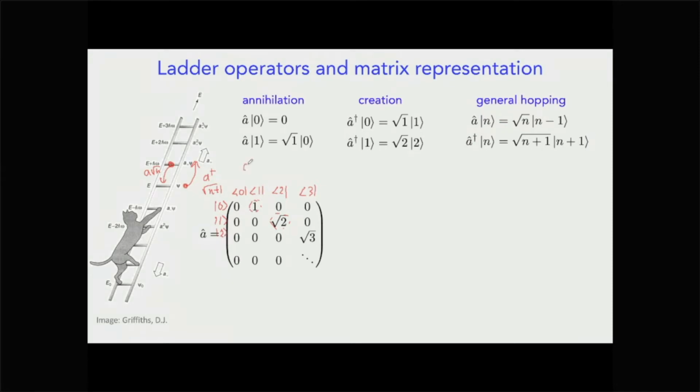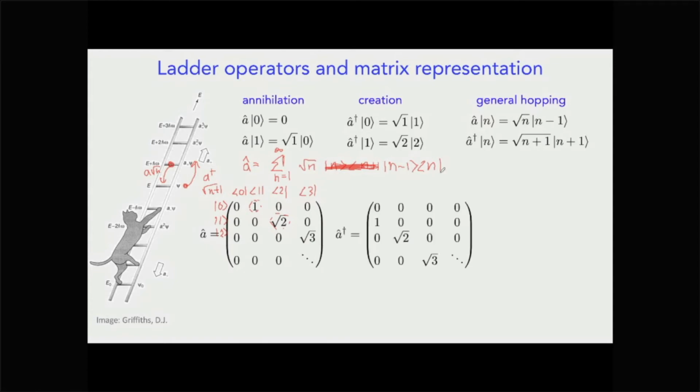Or in other words, we can say that A hat is equal to the sum over n from 1 to infinity of the square root of n, and it takes the state n to the state n minus 1, like this. Oops, I seem to have messed up my numbers here. I don't have an eraser, so I will just rewrite it. And this is the operator version of this same matrix equation, which follows from the hopping terms defined above. A dagger is just the conjugate transpose, so you flip over the diagonal.